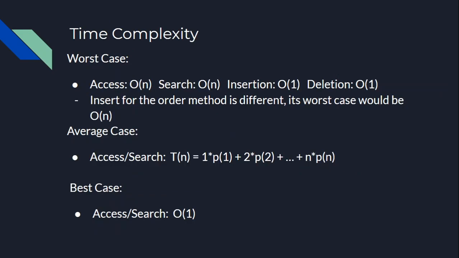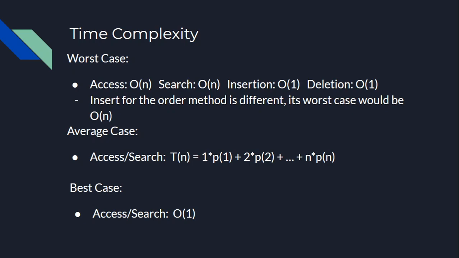Now, the worst case time complexity for a linked list implementation is the same as a base linked list, with the exception of the order method. The worst case insertion for that would be O of n, due to the fact that with order, if a value is deemed to belong at the end of the list, it will have to increment through the entire list.